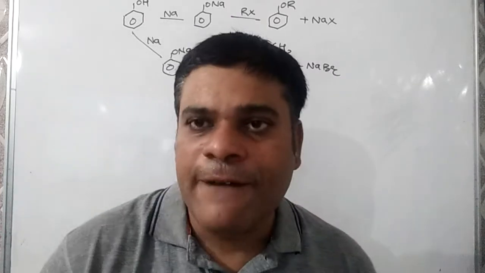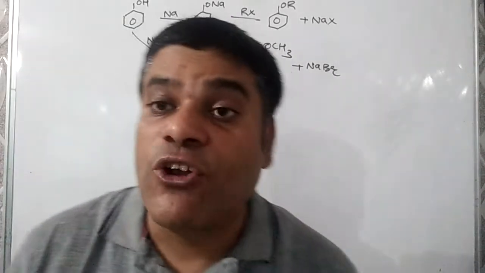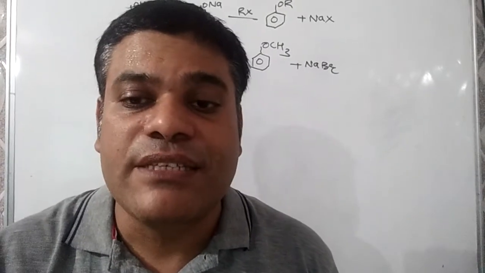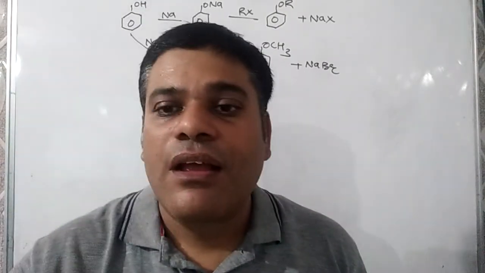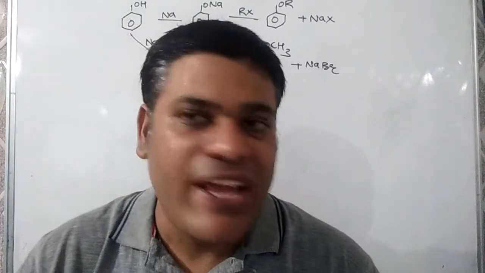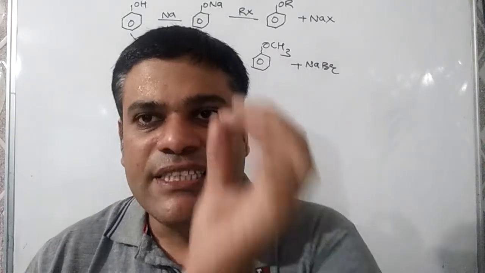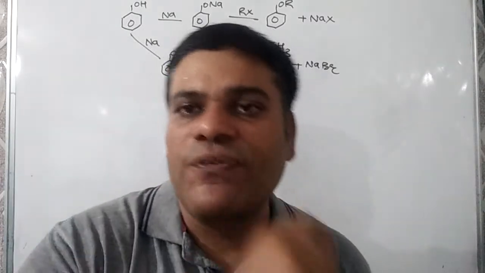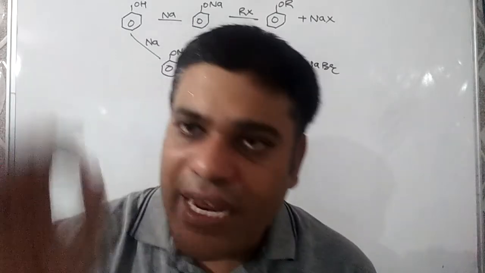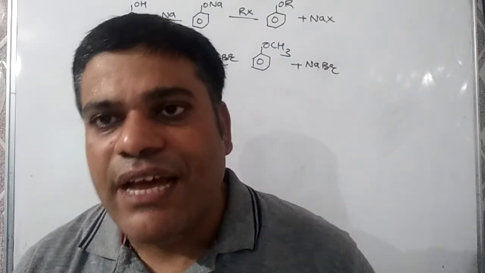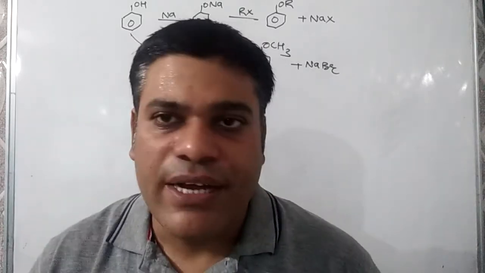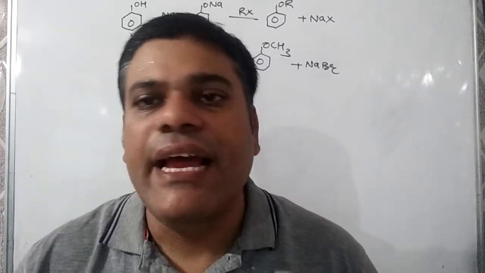I hope you understand. Already I have mentioned the drawback of Williamson synthesis, and the major drawback is that secondary and tertiary haloalkanes are highly reactive in nature. That's why they will produce alkene instead of ethers. They will produce alkene as a product.